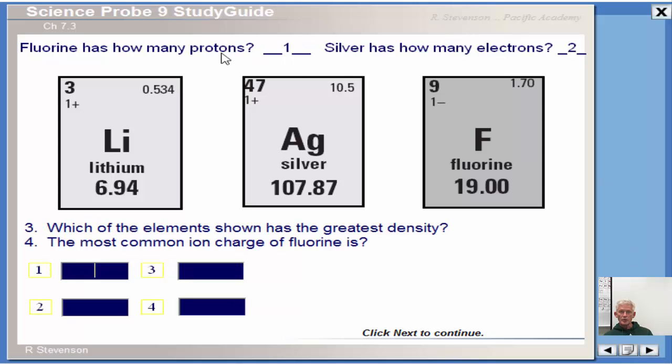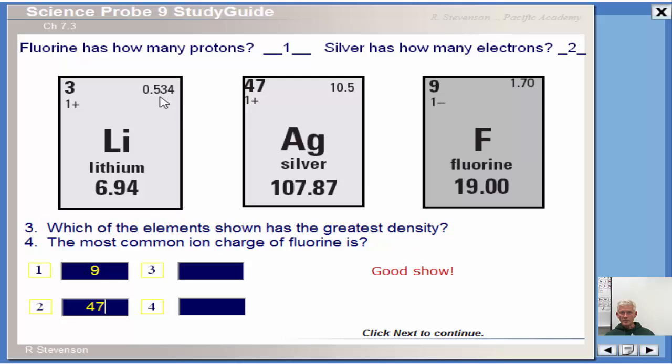Fluorine has how many protons? And again, protons are equal to the number of electrons in a neutral atom, which is given to you from the atomic numbers. The atomic number of fluorine is 9, so I'm going to put a 9 in there. Superb. Silver has how many electrons? Let's look at silver. Silver, atomic number 47. I'm going to go for 47 electrons. Sounds like a lot. Good show.